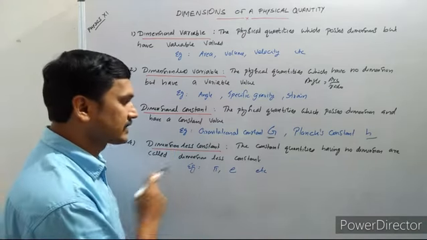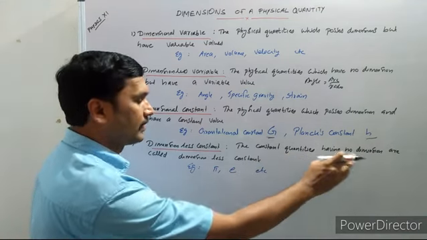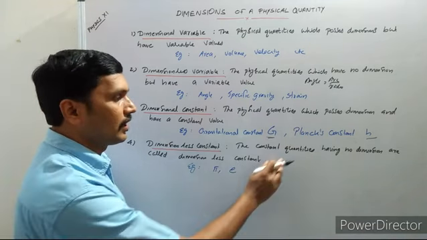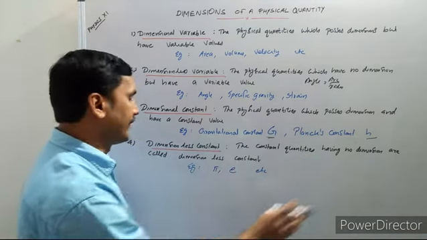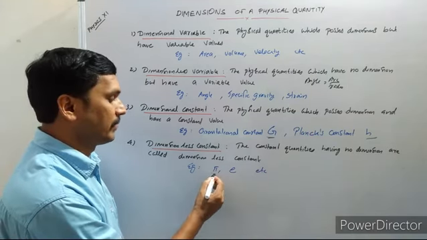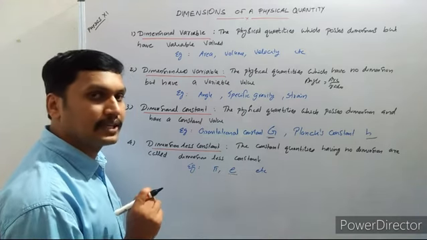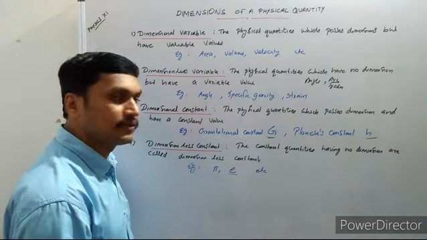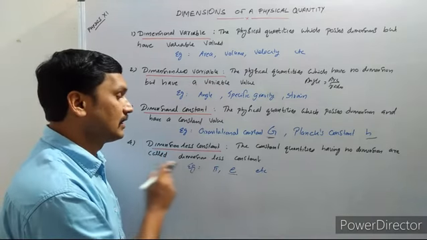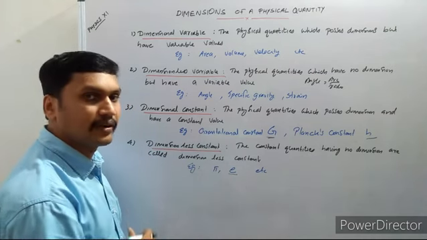And dimensionless constant means a constant physical quantity that has no dimension. Example, pi, that is 3.14, and exponential functions are constants, but they have no dimensions. They are known as what? Dimensionless constants.